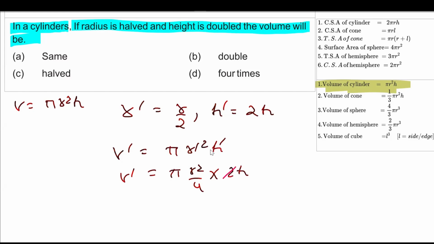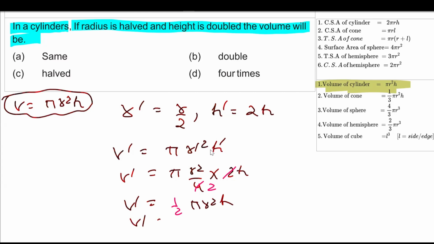Now we can simplify this further and write the volume V dash. Taking this half outside the bracket, this is half, and what we have is pi r square h. I can replace this pi r square h with V, so this is going to be half of V. So you can see that the volume in this case will become half on making such changes, that is, on making the radius half and the height doubled.